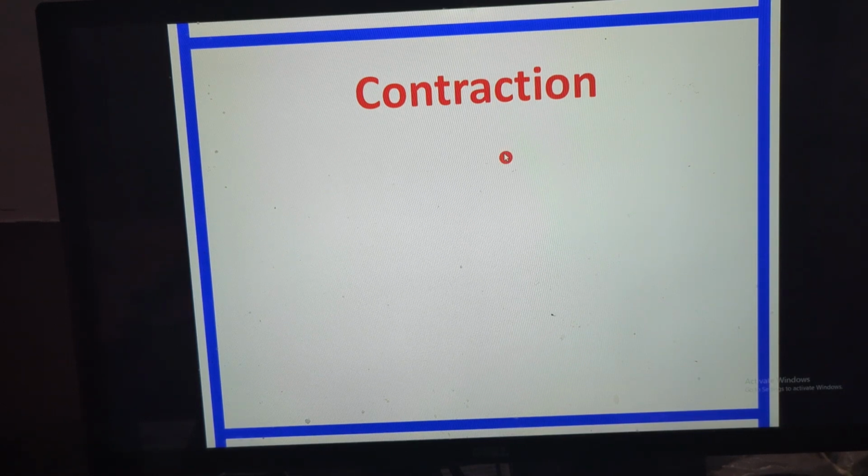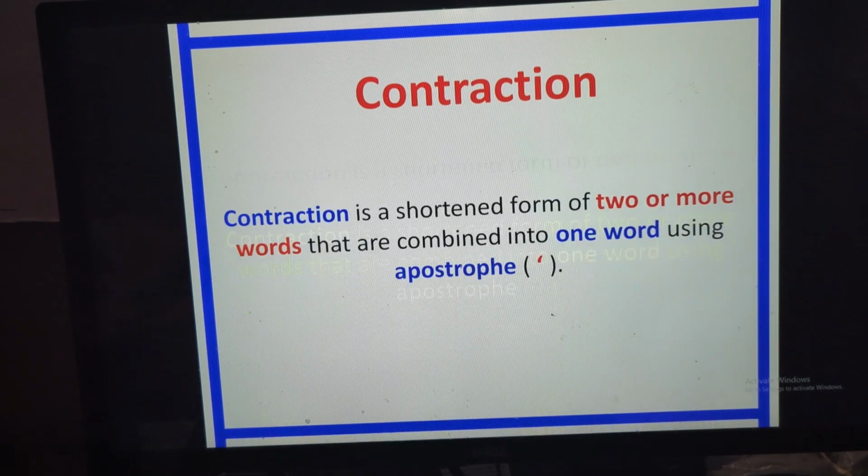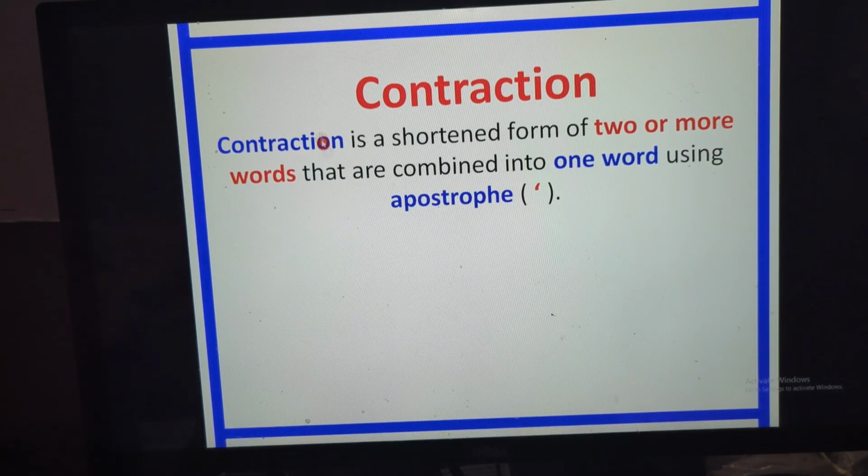What is a contraction? First of all, let's read its definition. Contraction is a shortened form of two or more words that are combined into one word using an apostrophe. Respected viewers, we will combine two or more words into one word using an apostrophe.